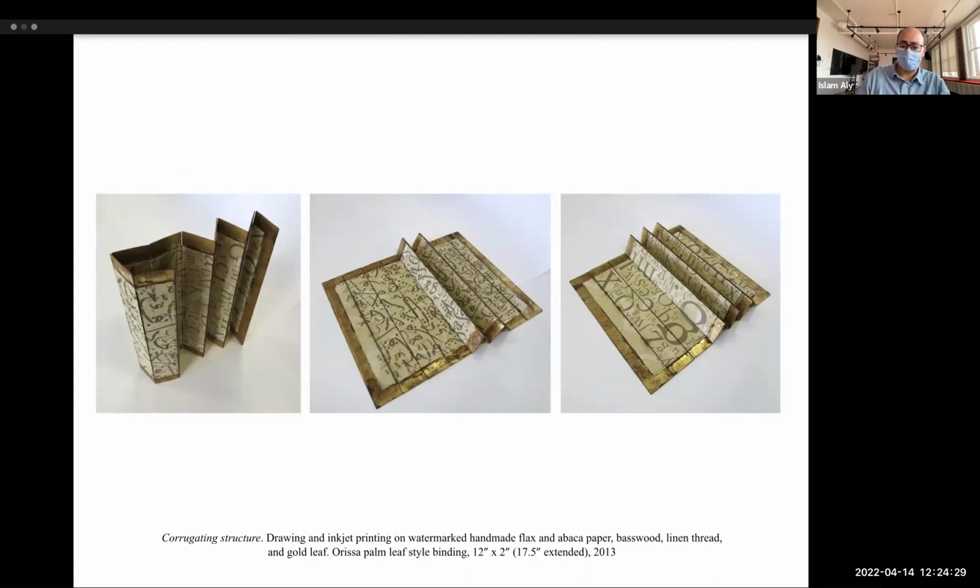It's called the Orissa palm leaf style binding, and it's a bilingual book also. So one side of it has Arabic letters, just calligraphic forms, and the other side has English forms. A lot of these books also require the user to interact with them. So you can fold it in a different way, you can put it in a different way, and interact with that.